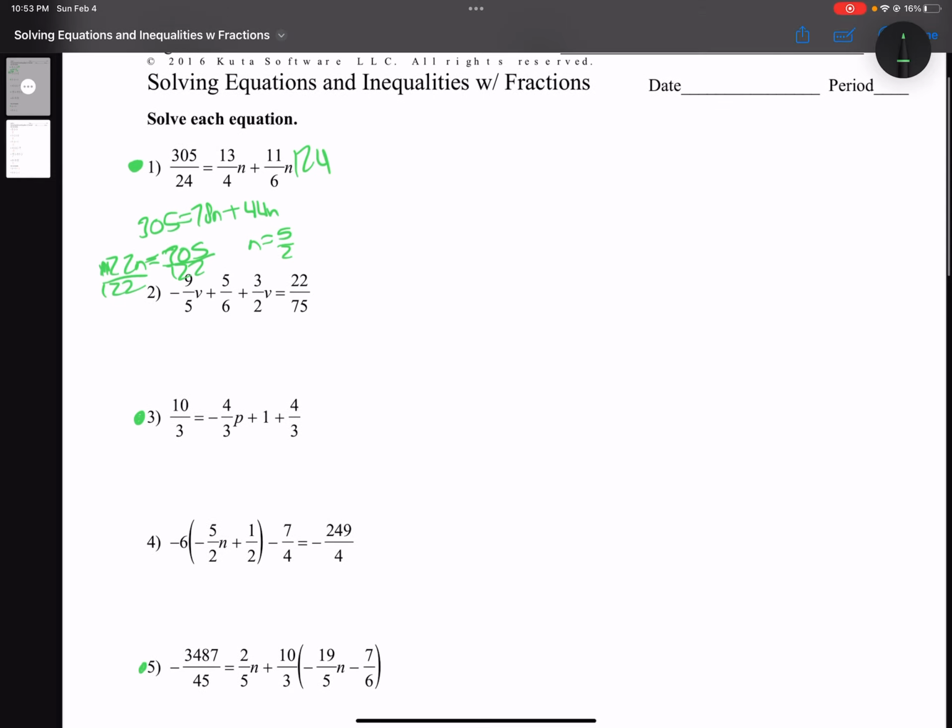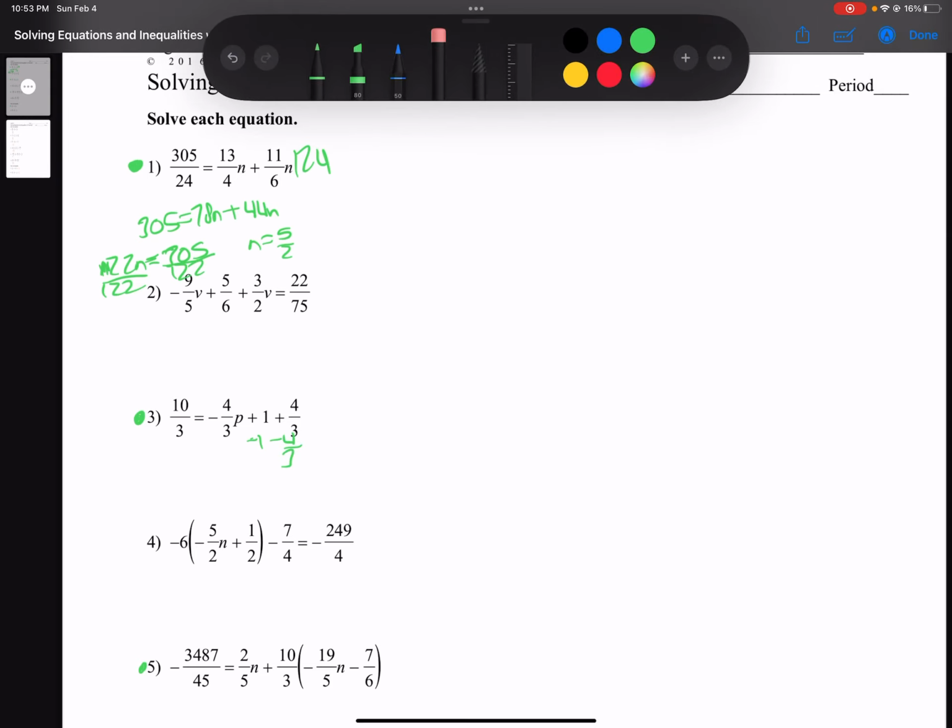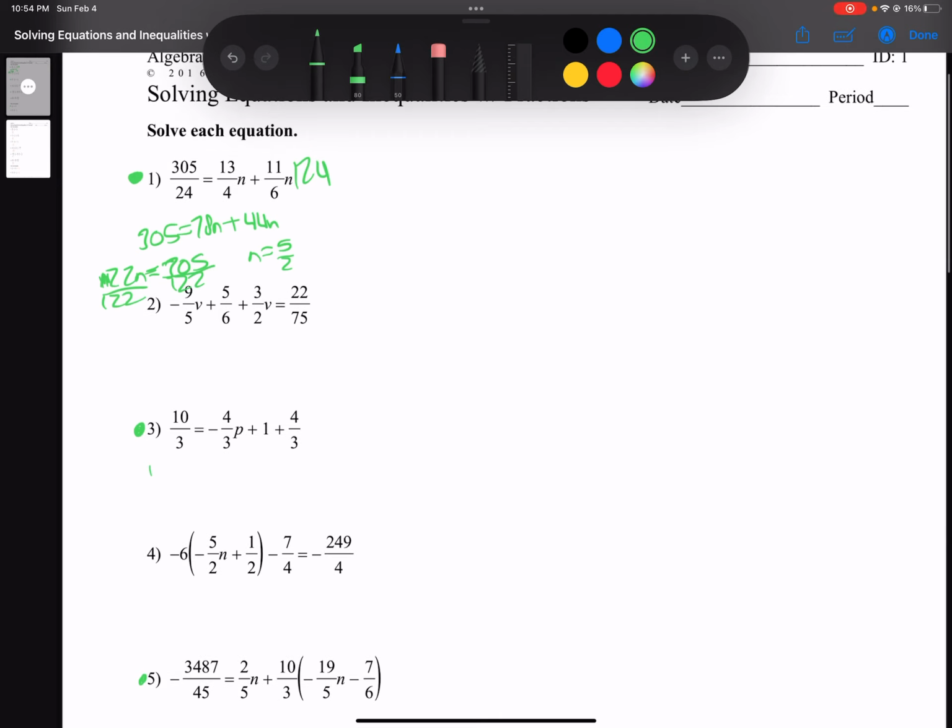Next question. Question 3. 10 over 3 is equal to negative 4 over 3p plus 1 plus 4 over 3. So first you might be thinking, oh, we can subtract 4 over 3. But how I thought of it is we can just combine the 1 and the 4 over 3. So that's going to be 7 over 3, is equal to negative 4 over 3p plus 7 over 3. So that leaves us something very simple because we can just multiply everything by 3, because the common denominator here is 3. So I'll multiply that by 3. I'll write it up here. 10 is equal to negative 4p plus 7.